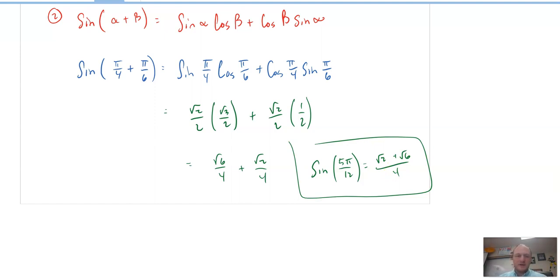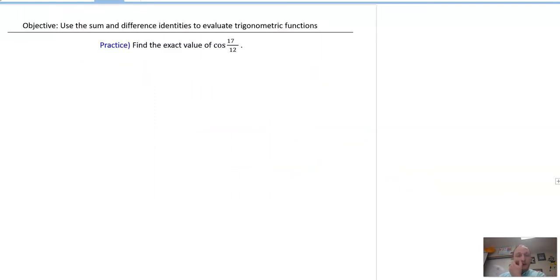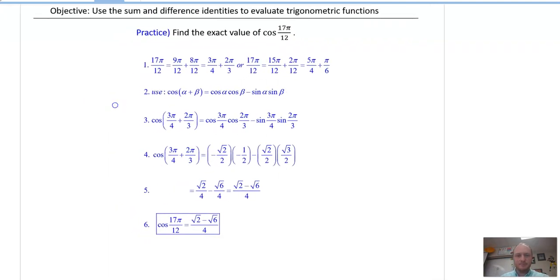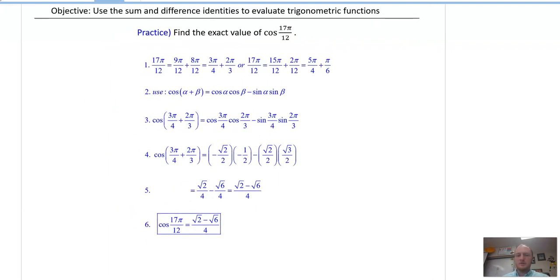All right, here is a practice problem. Please go ahead and try this one. There is a pi missing here for some reason, so make sure you see that pi. Okay, hopefully you paused the video and tried it. Here is the answer. You should get root 2 minus root 6 over 4.